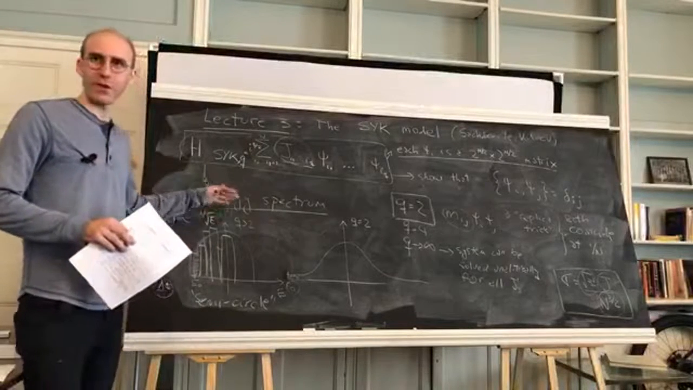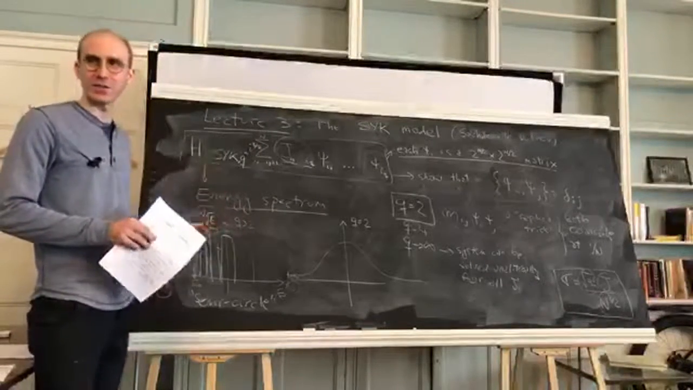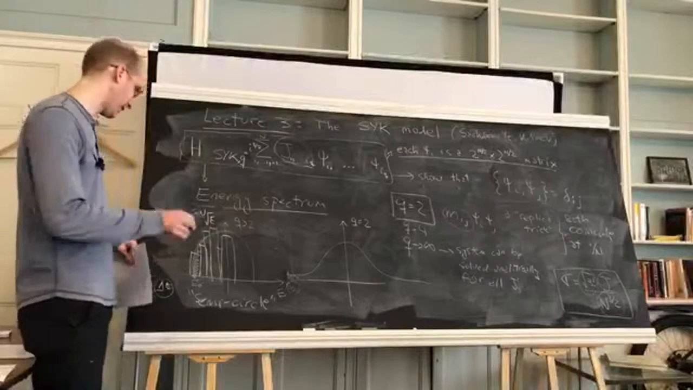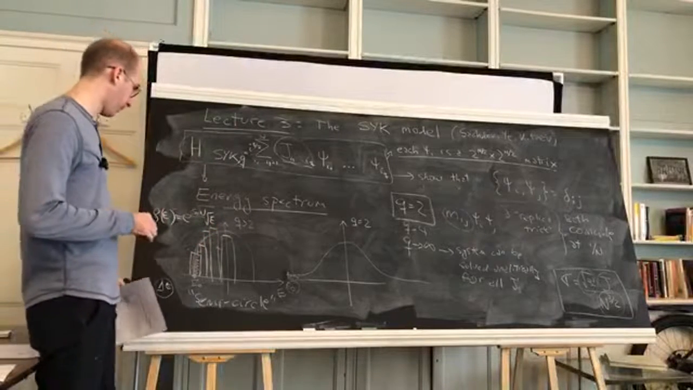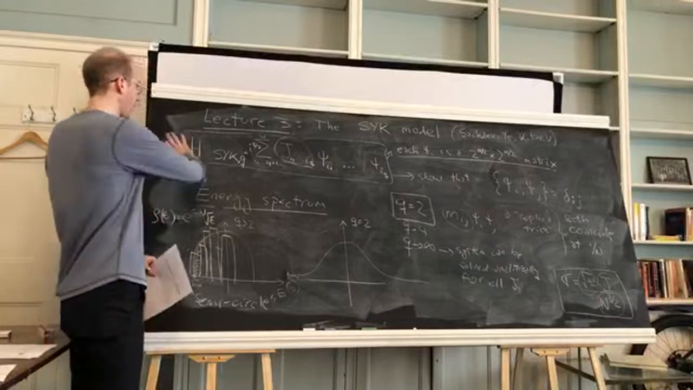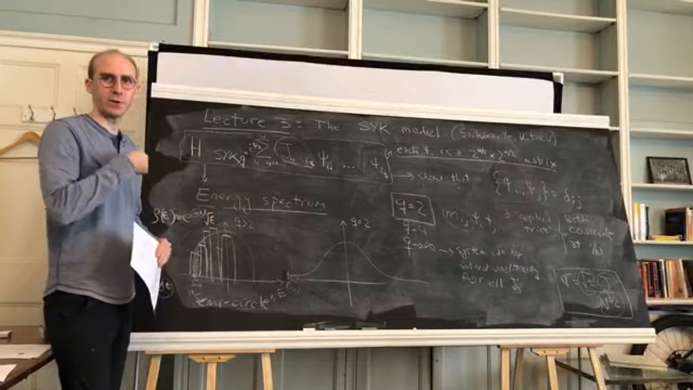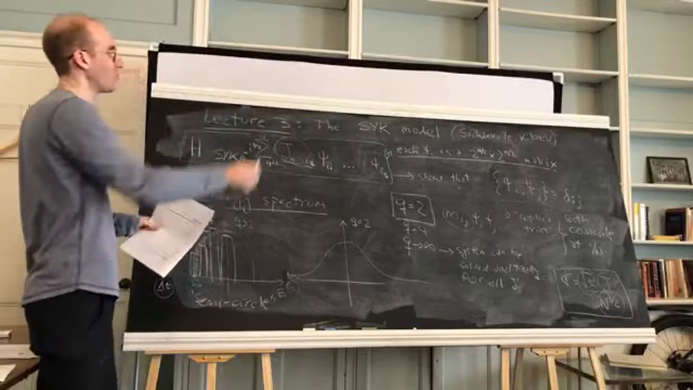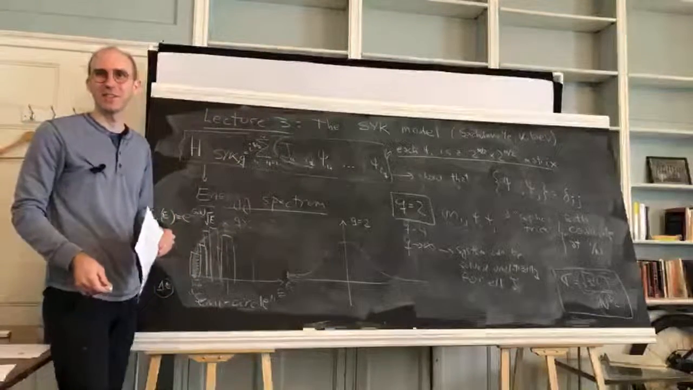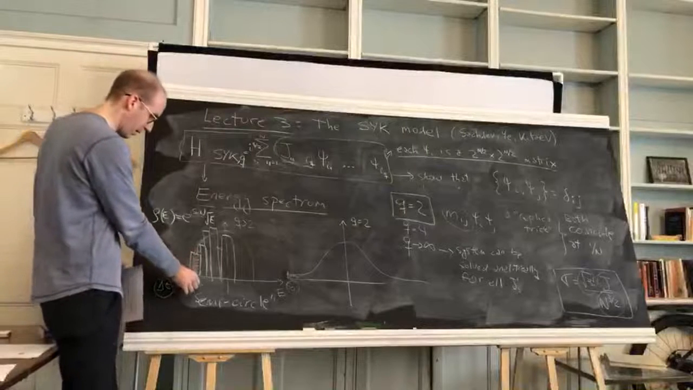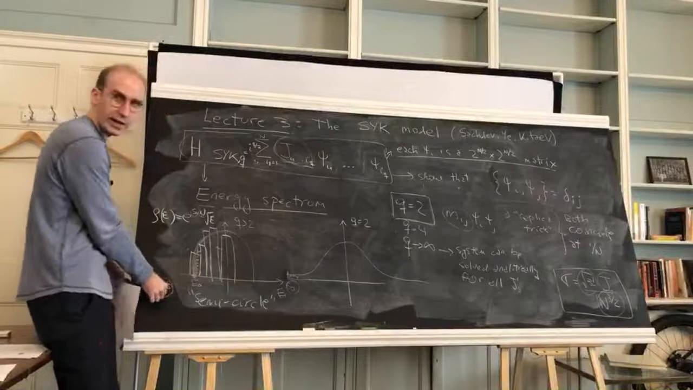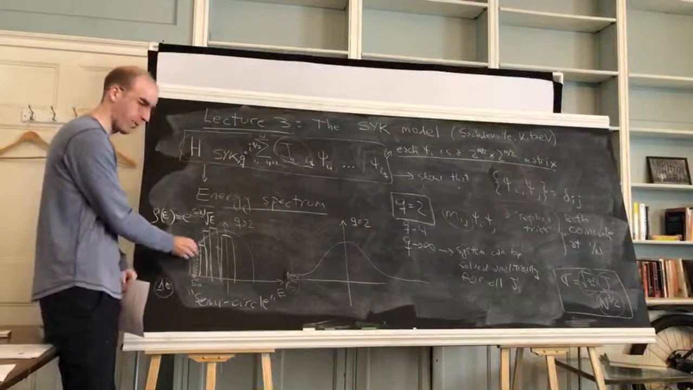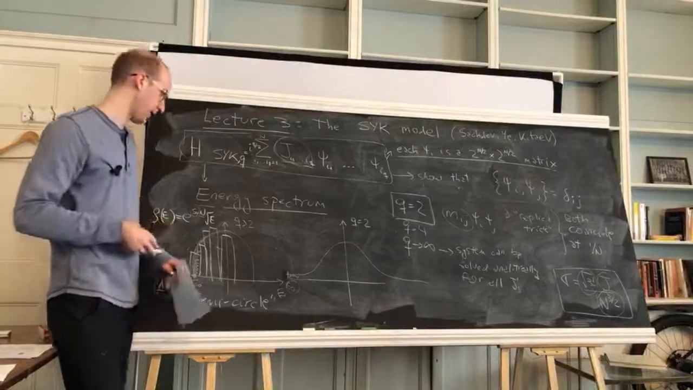What's on the y-axis? Number of eigenvectors with this energy. So you have your SYK Hamiltonian. You diagonalize it. You get a list of 2 to the n numbers, and you count how many you have between the minimum and delta E, and that's the number I'm plotting here. It's a histogram.